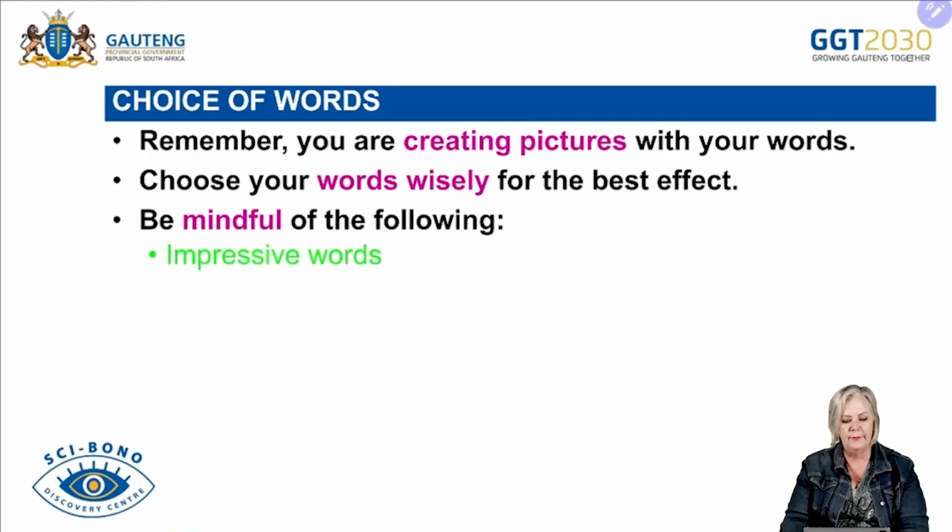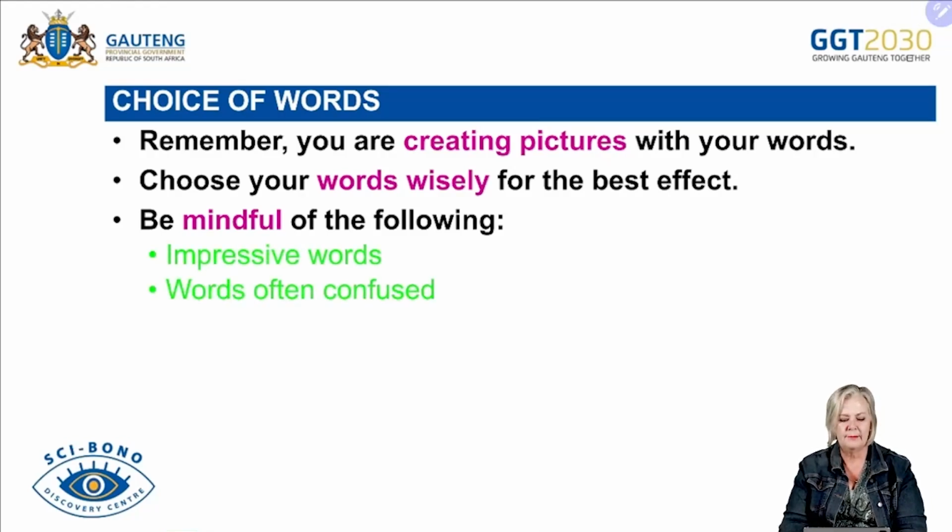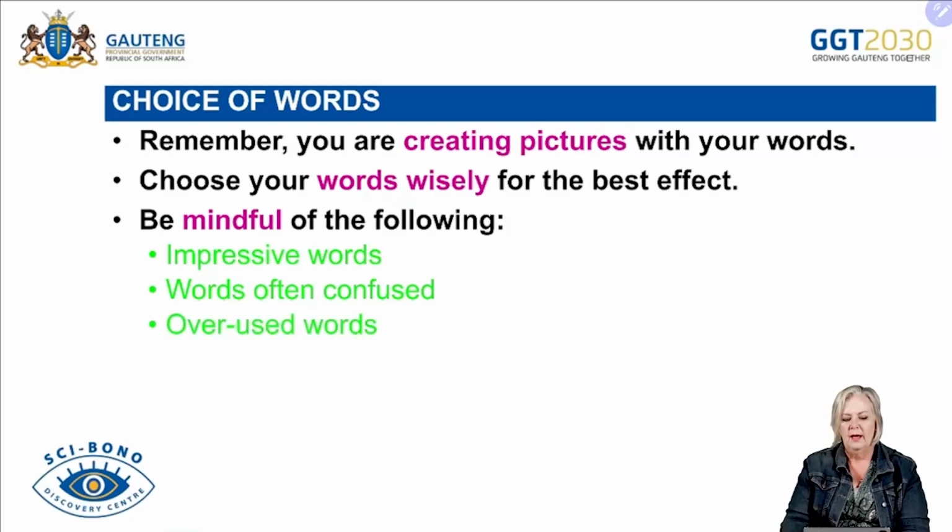Be mindful of the following: impressive words, words that are often confused, overused words, words like nice and happy and sad. Be careful not to use the same words over and over again. Let's start with impressive words first. Sometimes you use a word that you think is appropriate, that seems impressive, but it doesn't fit into the context that you are using it. Try to avoid that. Rather keep it simple.